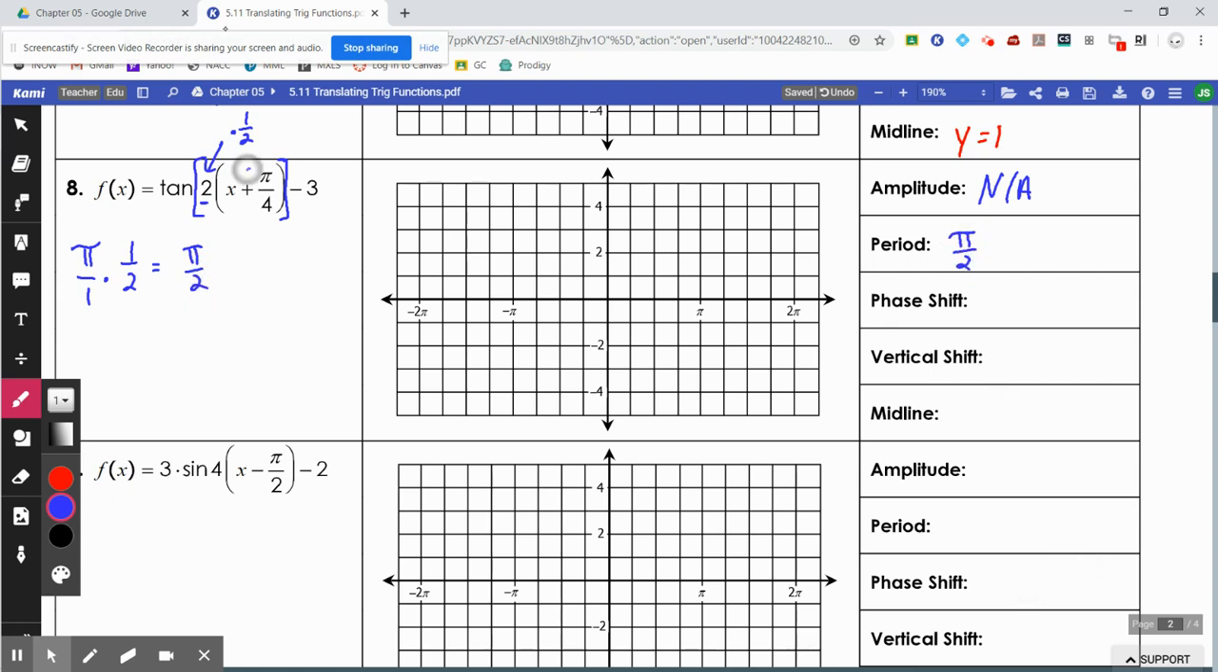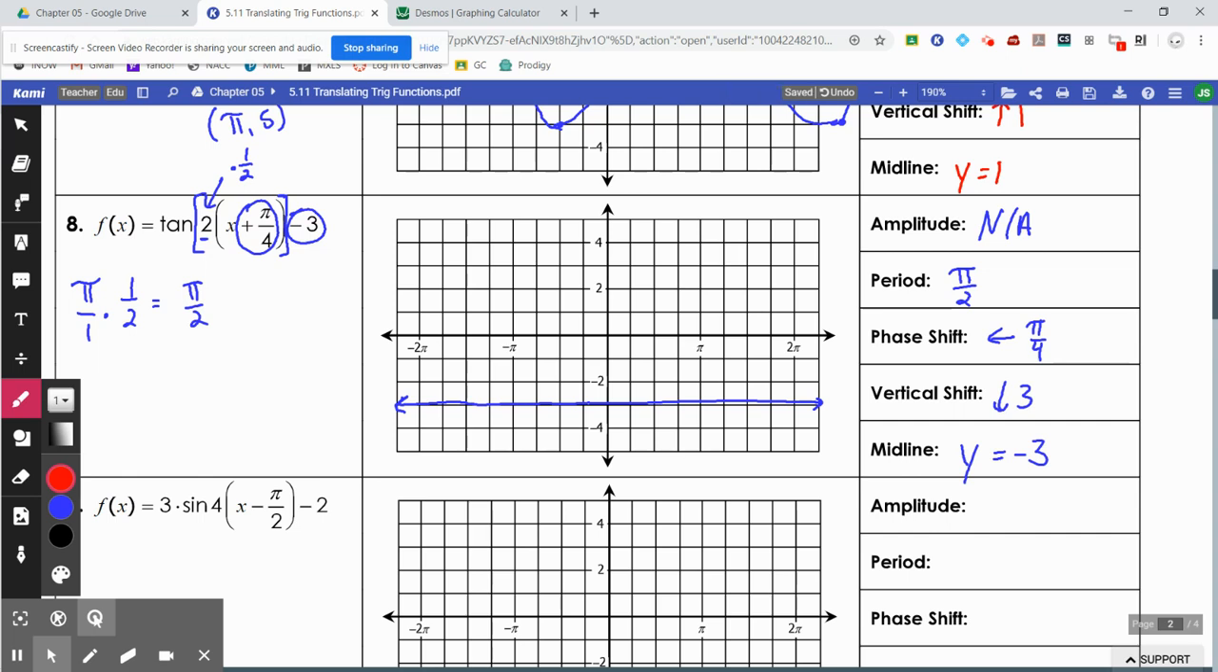Our phase shift is whatever's being added or subtracted to the x, so that would move it left pi over 4. A vertical shift would be a -3, a down 3 shift. So therefore, our midline, which is normally at y equals 0, will now be at y equals -3. Once we draw this midline, we can use it as our x-axis, the way the x-axis used to be. That's going to be the middle of our graph vertically.